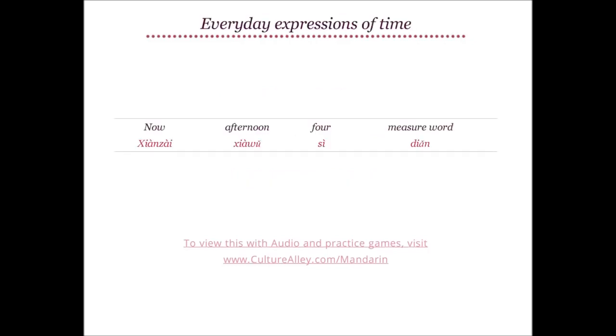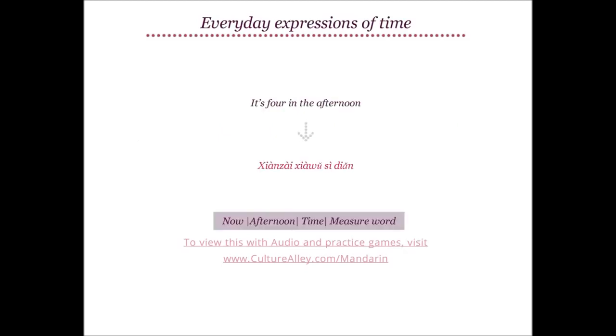Now becomes 现在, while afternoon translates to 下午. 4 becomes 四. And lastly, the measure word is translated as 点. So it's 4 in the afternoon will be translated as 现在下午4点, literally meaning now, afternoon, time, measure word.